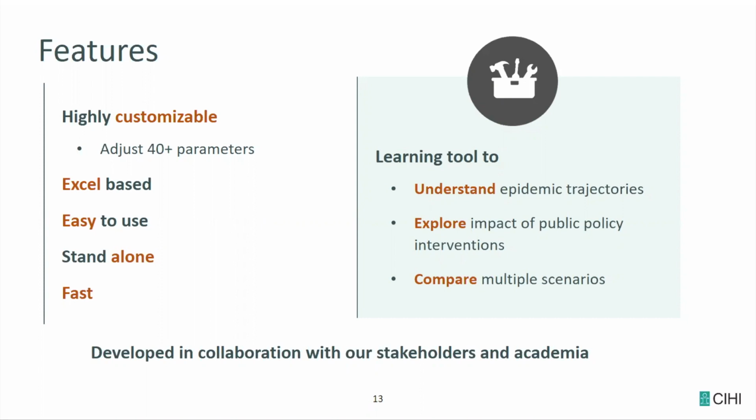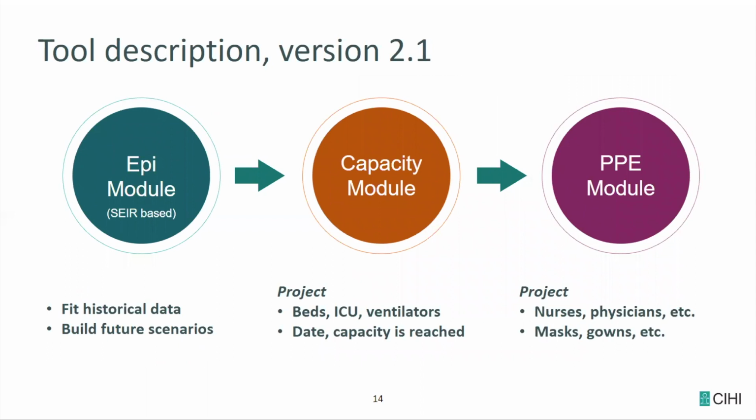Just to give you a brief overview, next slide, please. Thank you. Our tool has 3 interrelated modules. The first module is the epidemiological module, which lets you use historical data and public intervention records to project different epidemic outcomes. The capacity module uses epidemiology projections to predict how many hospital beds and ventilators might be needed. And the third module is the health worker or PPE module, which predicts the number of additional staff and supplies that might be needed based on user supplied staffing ratio and PPE burn rates.